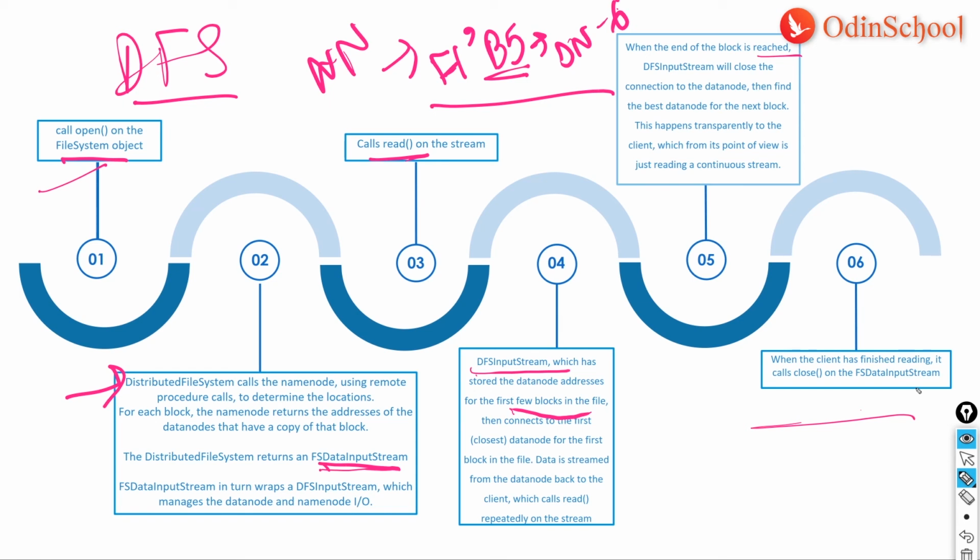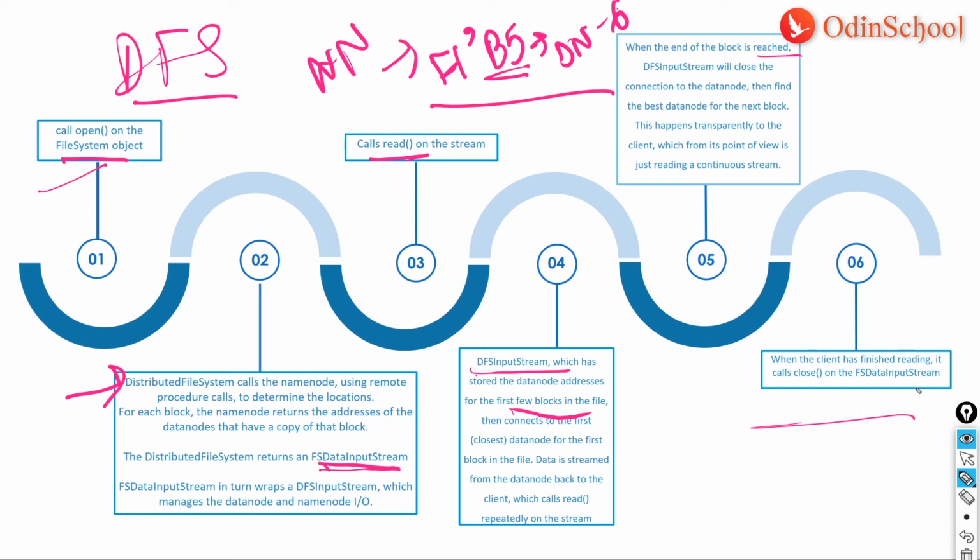During reading, if the DFS input stream encounters an error while communicating with a data node, then it will try the next closest one for that block. And that is the reason we are storing two copies on the same rack, so that the speed of reading would be nearly identical, because it is still on the same rack, same physical location. It will also remember data nodes that have failed, so that it doesn't needlessly retry them for later blocks.